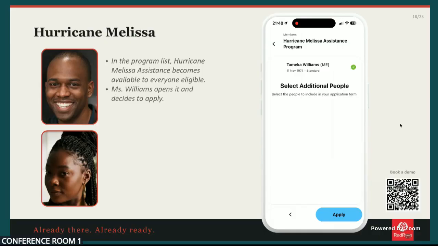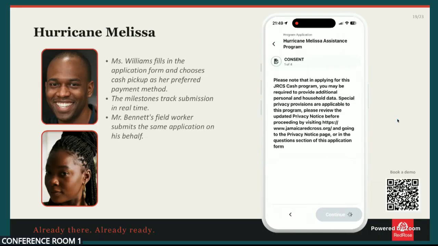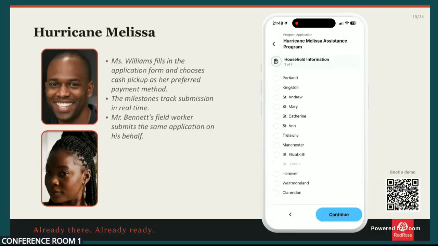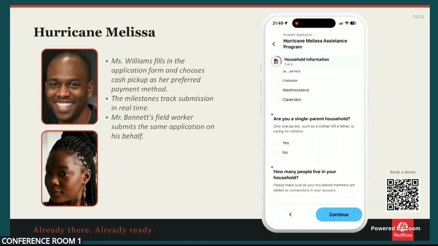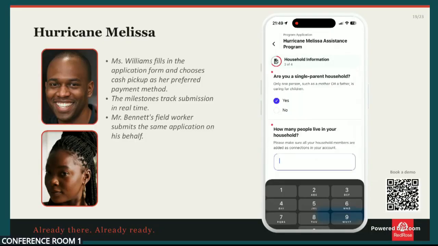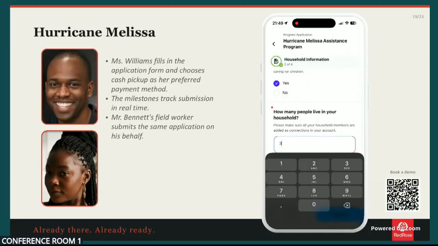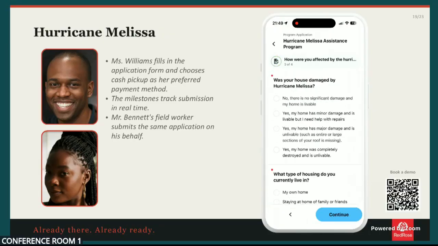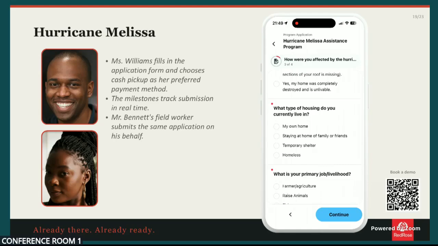So, we're following Ms. Williams on her phone. She's trying to apply to the program. She's reading the description of the program and the FAQs, so she knows in advance what she is applying for before she actually applies. And the same process will be followed by Mr. Bennett's worker in the worker app.